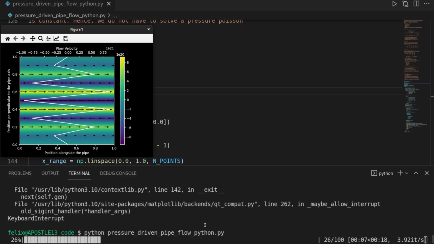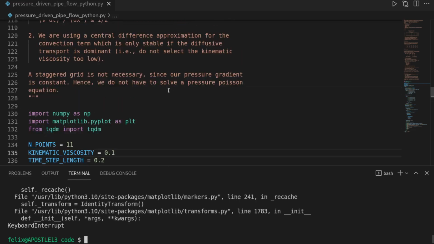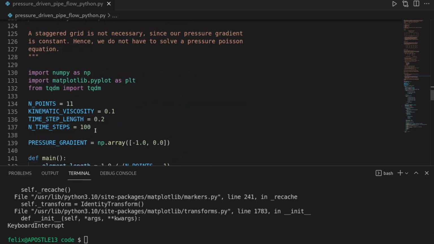And now we come to the stability part of our simulation, because here we use the simplest way we can approximate these kind of equations, using a forward in time, central in space for the convection and for the diffusion. And the explicit treatment of the diffusion is quite tough. So there is a stability constraint on the diffusion, which states that the kinematic viscosity times the time step length divided by the element length squared has to be smaller or equal than 1/2 in order for the scheme to be stable. And in the case that we're using here, this is no longer the case. Feel free to calculate the value and check for yourself.